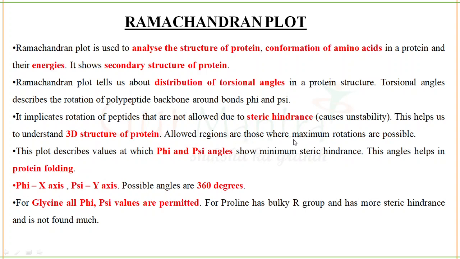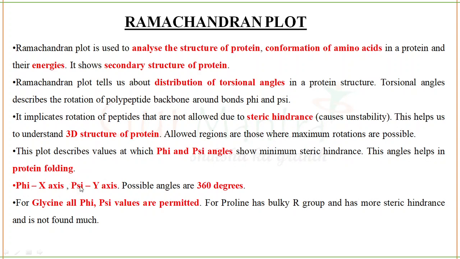Allowed regions are those where maximum rotations are possible. Maximum rotations being possible means there is less steric hindrance. Where is this rotation happening? Rotations are happening in the polypeptide backbone. If there is more rotation, there is less steric hindrance, and there is no bulky group everywhere. So this plot describes the values at which the phi and psi angles show minimum steric hindrance. It tells us about the allowed regions. These angles help in protein folding.